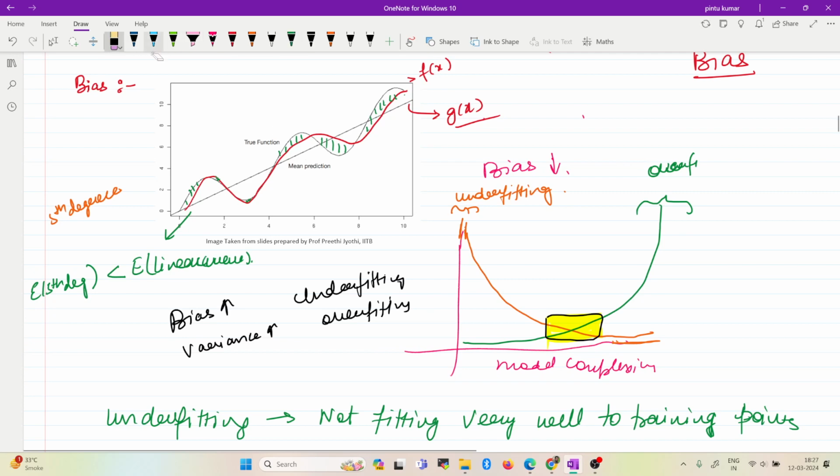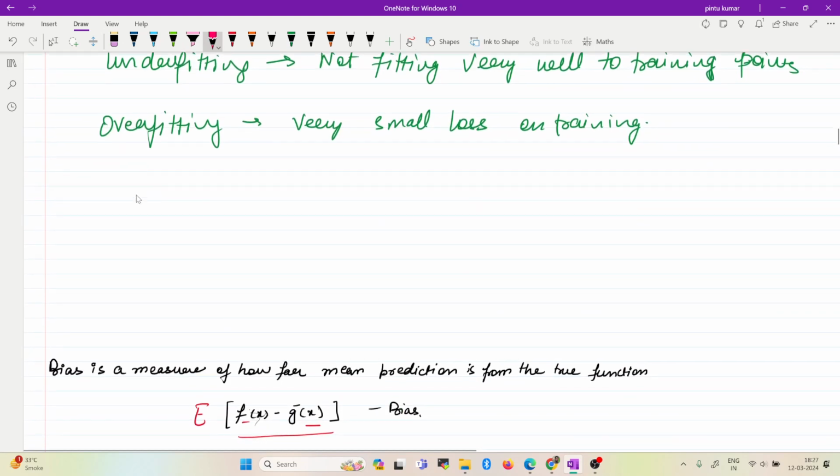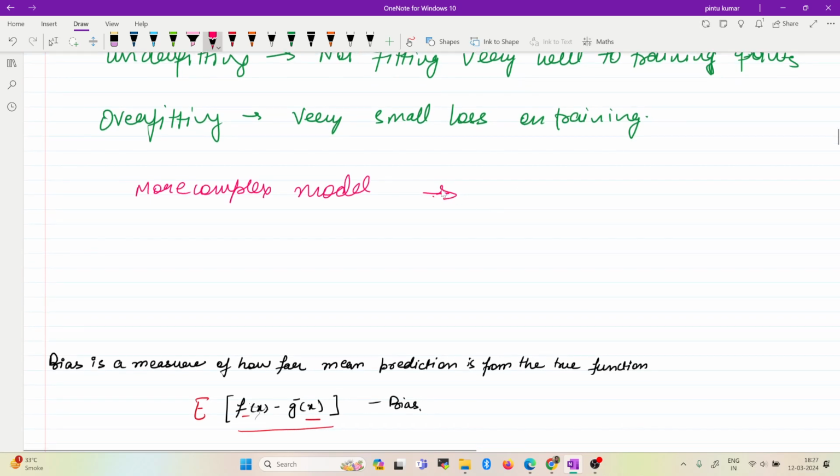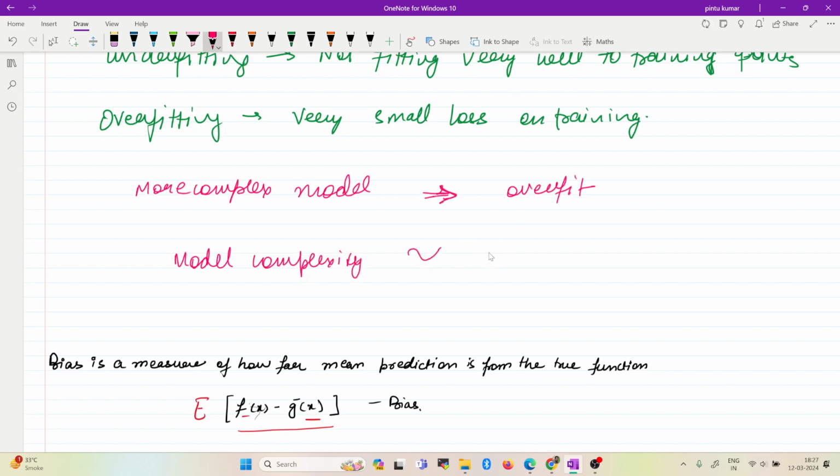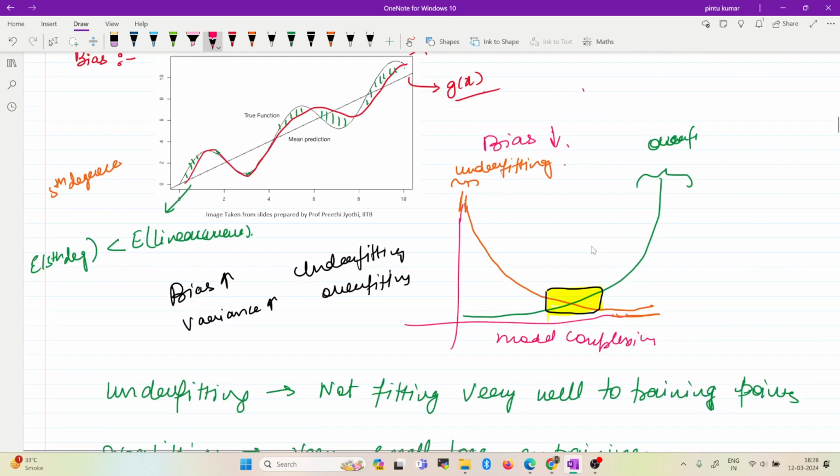You might know the relationship here: if you have a more complex model, that means there is a high chance that your model will overfit. So model complexity is directly proportional to overfitting. If your model complexity increases, you might overfit. If the model complexity is low, you will underfit.